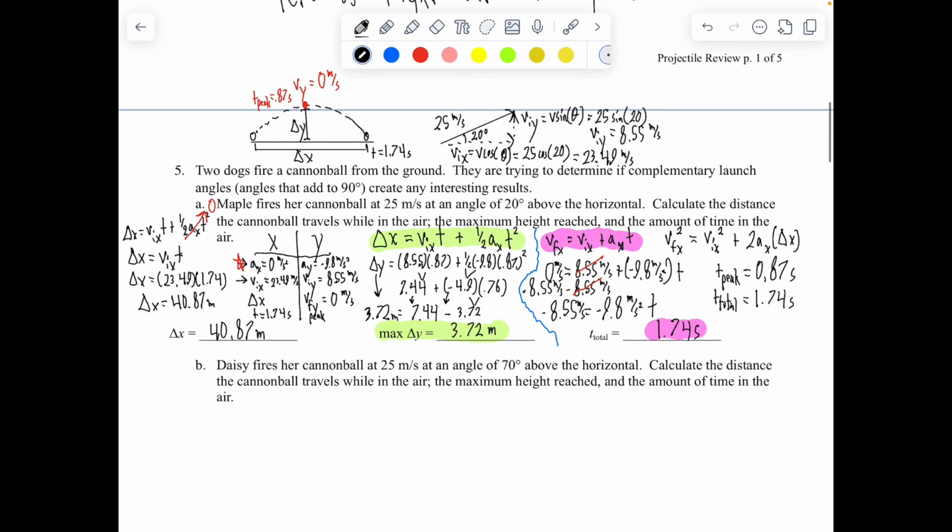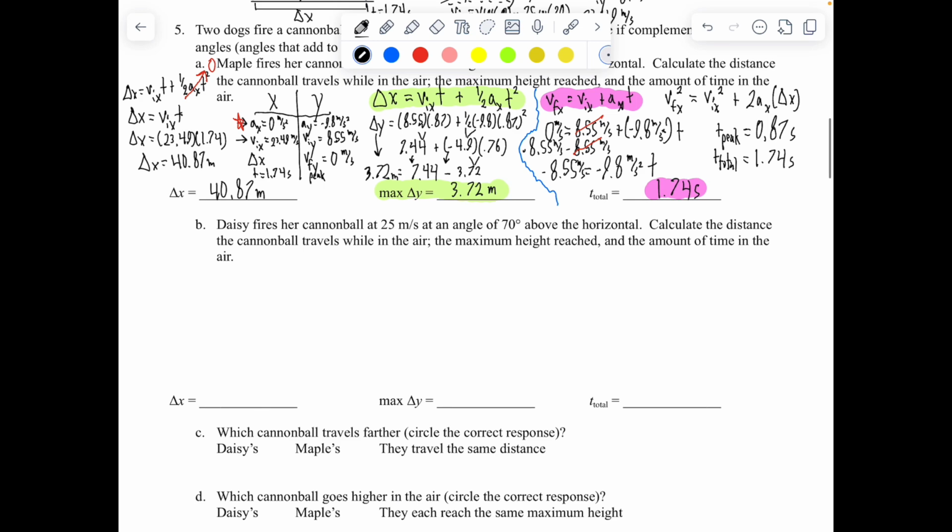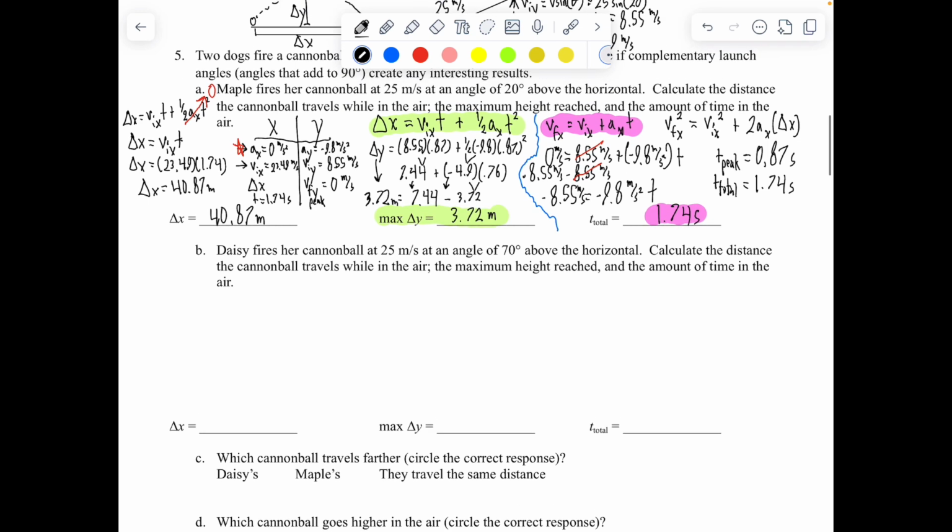The big thing we have to look at is we now have to change our angle, which is going to change our numbers. We can still make our XY chart, separate out our variables. We still know acceleration in the X, 0 meters per second squared. Acceleration in the Y, negative 9.8. And let's just start off, do all our same steps again.